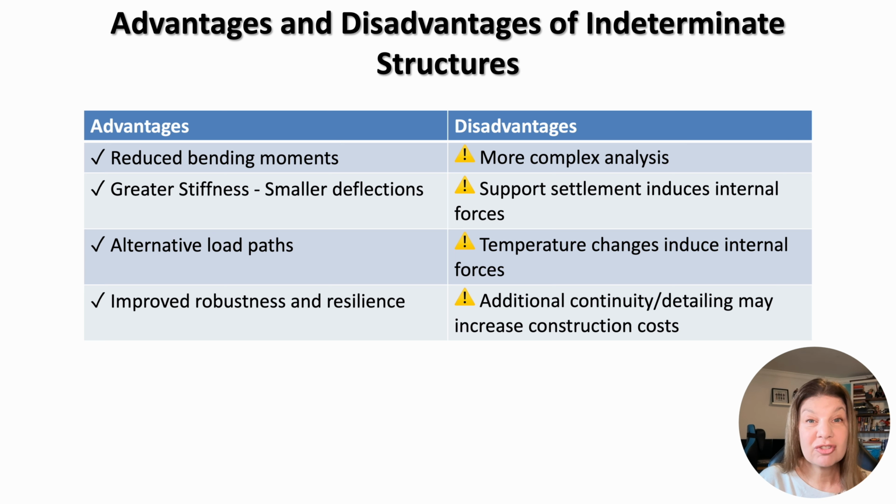Secondly, because the structure is restrained, support settlements can induce internal forces and moments, even in the absence of external loading. Similarly, temperature changes can cause thermal expansion or contraction, which may also generate significant internal stresses if movement is restrained. And finally, providing continuity often requires more complex detailing and construction, which can increase the overall cost of the structure. But despite these challenges, the advantages of indeterminate structures generally outweigh the disadvantages.